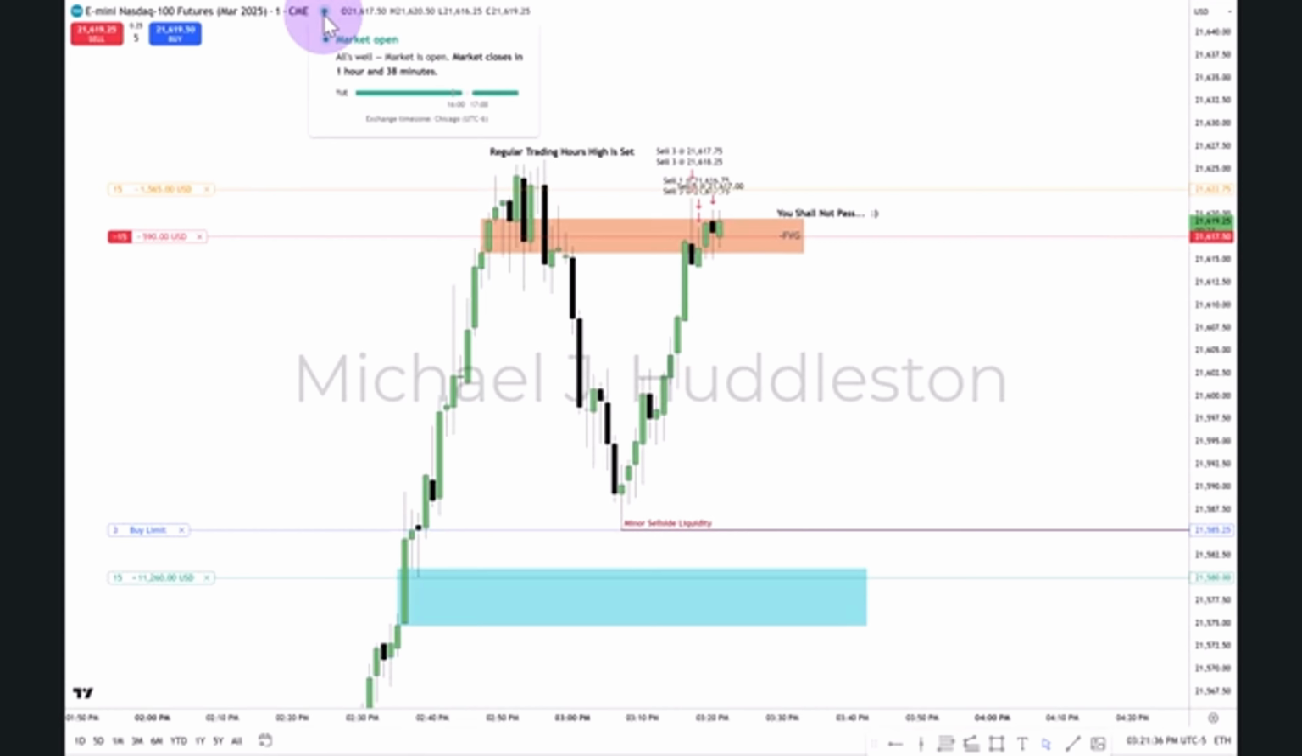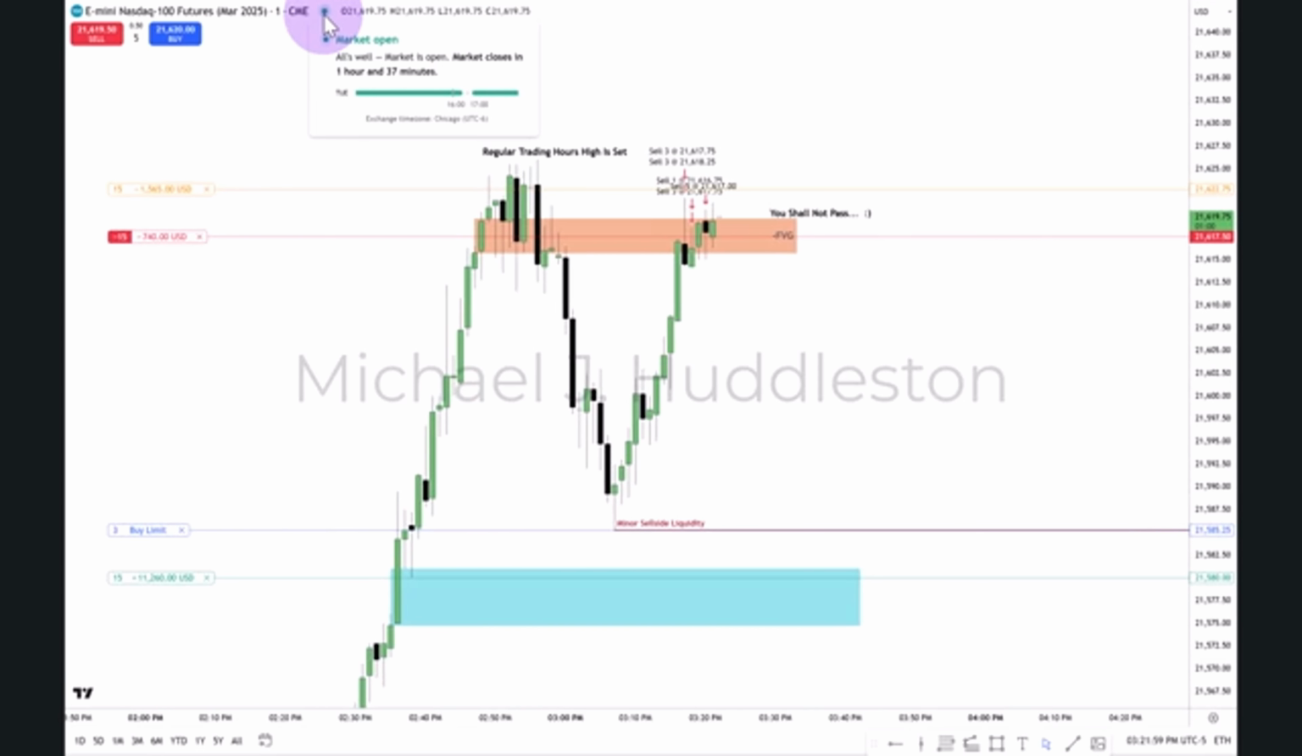Okay, so I want you to pay attention to this. Okay, this is just a demonstration. I know it's going to make you mad because I'm not going to teach this to you, but this is just separating the men from the boys, and then me. So notice that there's little wicks that are forming above the inversion fair value gap. That is permissible, but it will not trade to where my stop loss is. I'm not fearful that it's going to hit it. I'm not worried about it making a higher high.